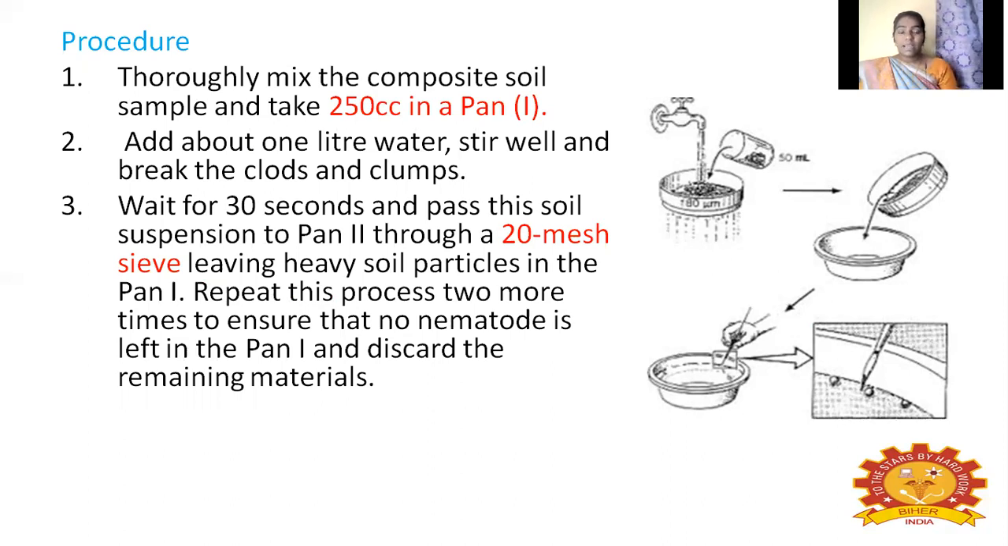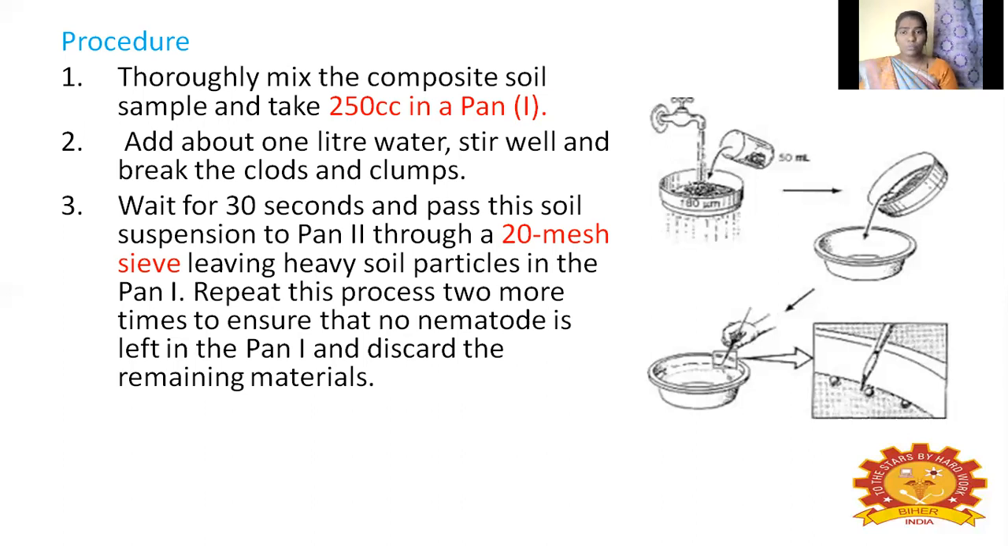After adding the 1 liter of water, stir it well and break the clots and clumps in the pan. Wait for about 13 seconds. After that, pass this soil suspension from pan 1 to pan 2 through the 20 mesh sieve, leaving the heavy particles in pan 1. Repeat this process one or two times to ensure that no nematode is left in pan 1, and discard the remaining material. So this is a simple thing.